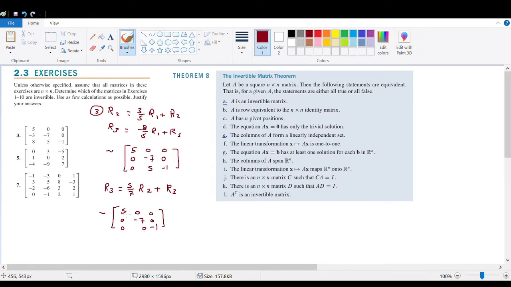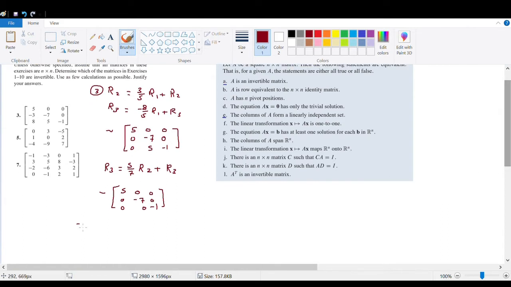So from here up to here we see this matrix is reduced to echelon form, and we have a pivot in each row. That means the columns are linearly independent. And so by C, it is 3 by 3 and we have 3 pivots. So by C then A. This is using the invertible matrix theorem.